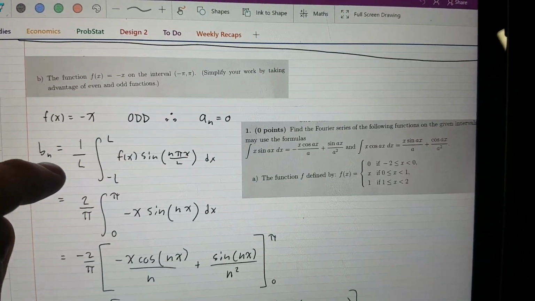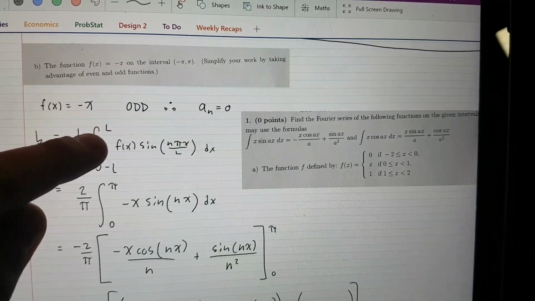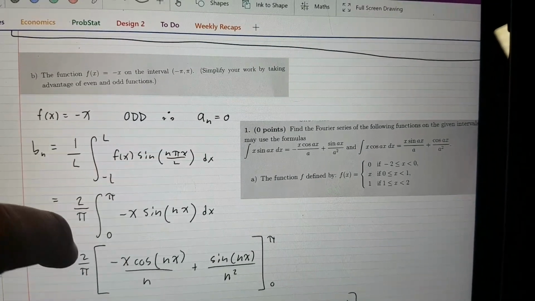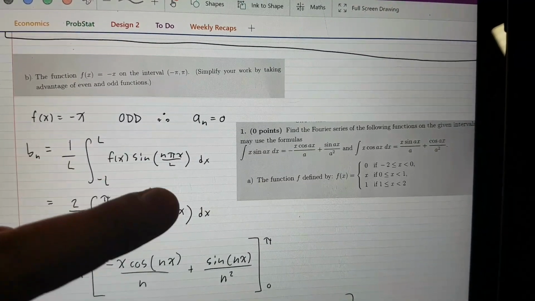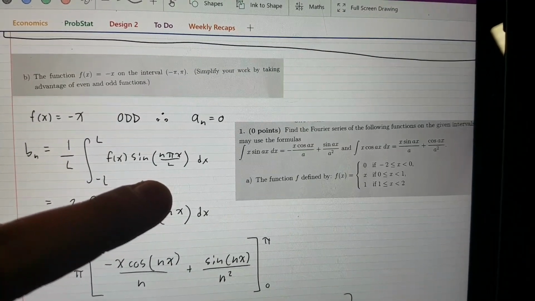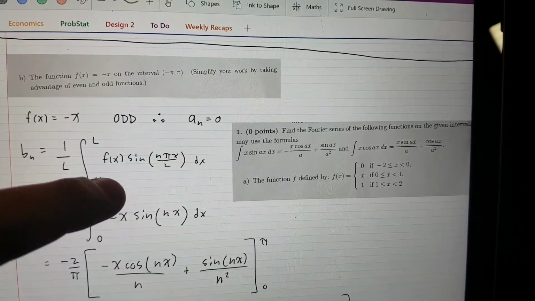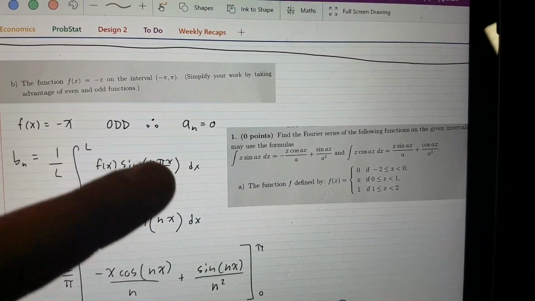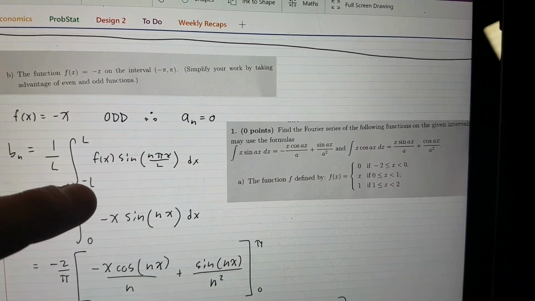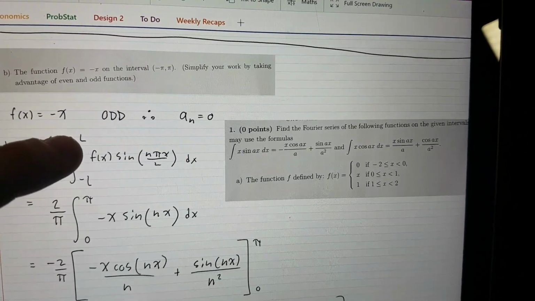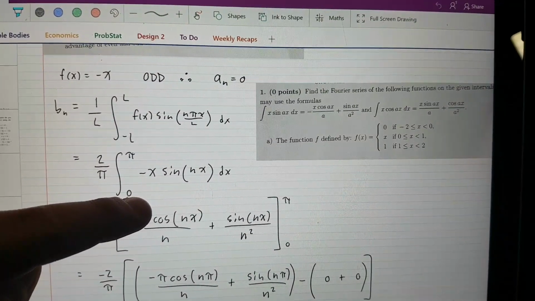But yeah, so f of x is an odd function, right? Because it's symmetric about the origin, and so therefore all your an terms are going to be 0, because if it's an odd function, and remember that the an gets multiplied by cosine, which is an even function. So for an, you're taking your function and multiplying it by cosine. So it would be an odd function times an even function, which will give you an odd function. When you evaluate an odd function from minus L to L, it's going to be 0. So that's why we can just do away with all the an terms right off the bat.